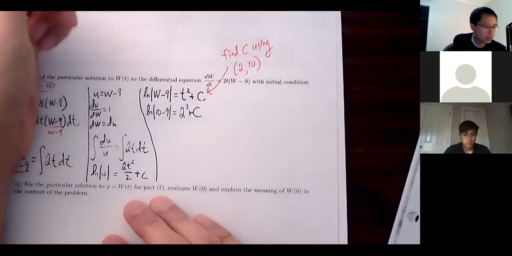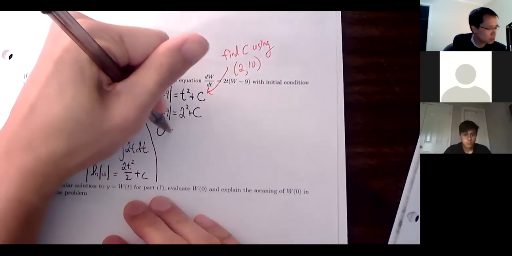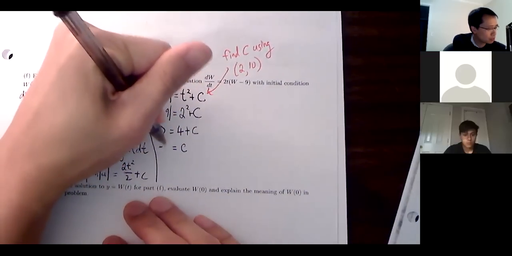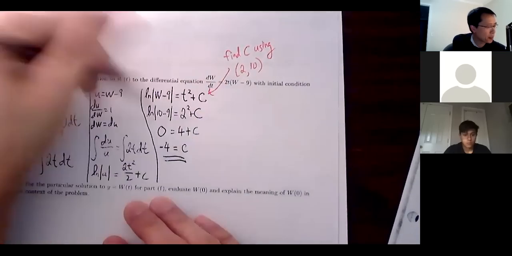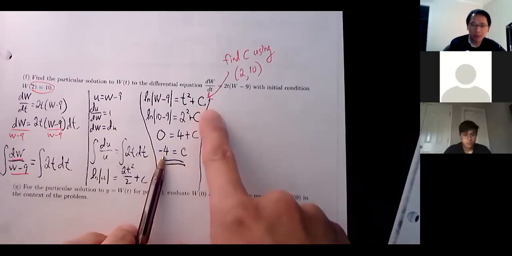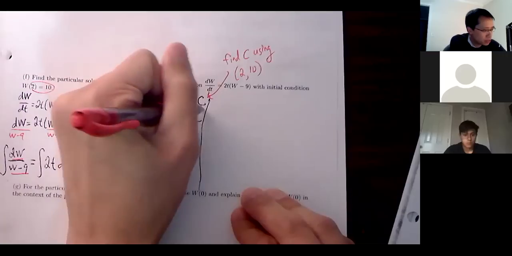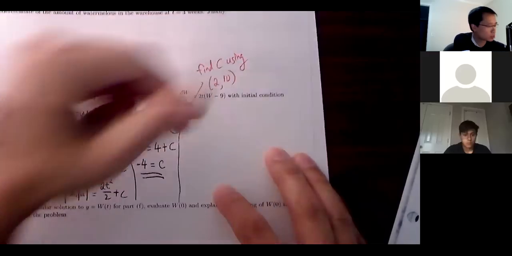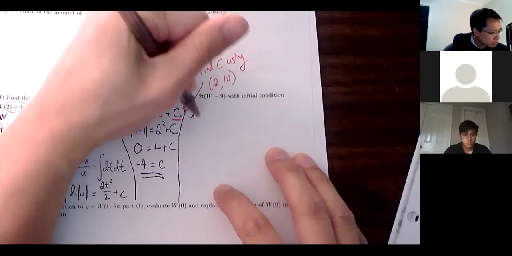Natural log of 1 is just going to be 0. So C is equal to -4. Once we find our C value, we're going to put it back where we initially made that substitution. And then the rest is just algebraically trying to get that W by itself.